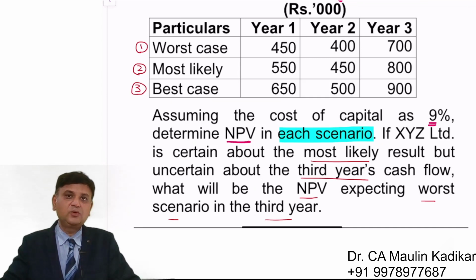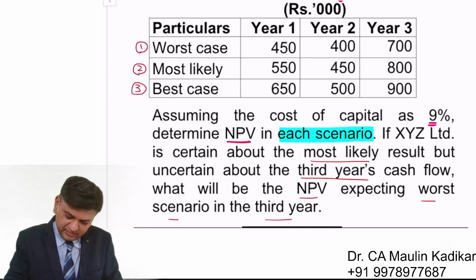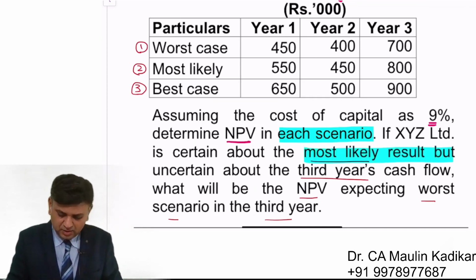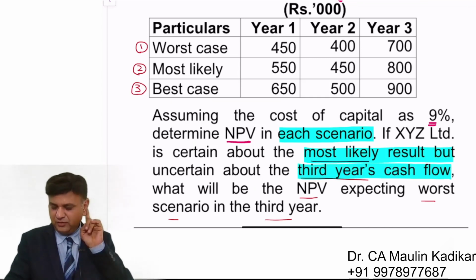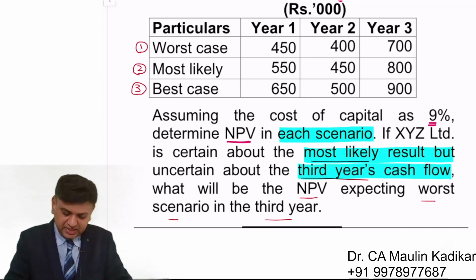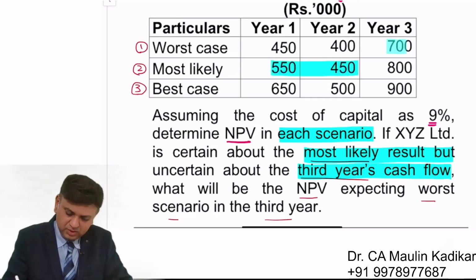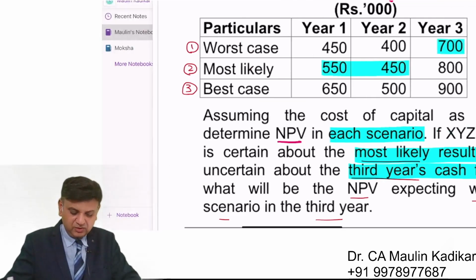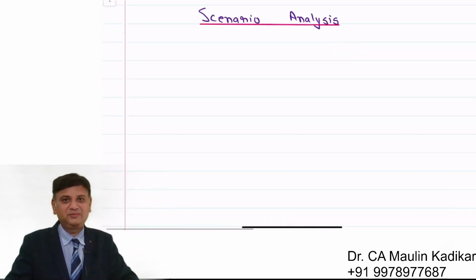The matter does not end over here. The question provides that if XYZ Limited is certain about most likely result but uncertain about the third year cash flow, then taking into account, listen carefully, first year and second year most likely and third year worst cash flow, again we have to compute NPV. This is the way the NPV will be calculated in different situations. This is what we are required to do.